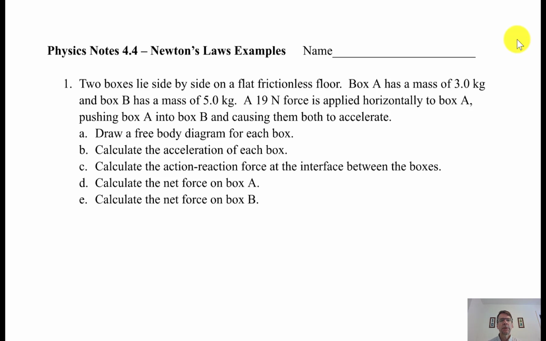Physics Notes, Unit 4.4, basically examples of Newton's three laws of motion. So applying Newton's three laws.